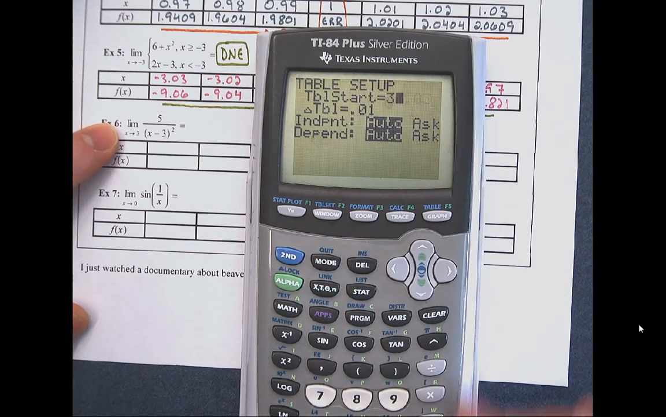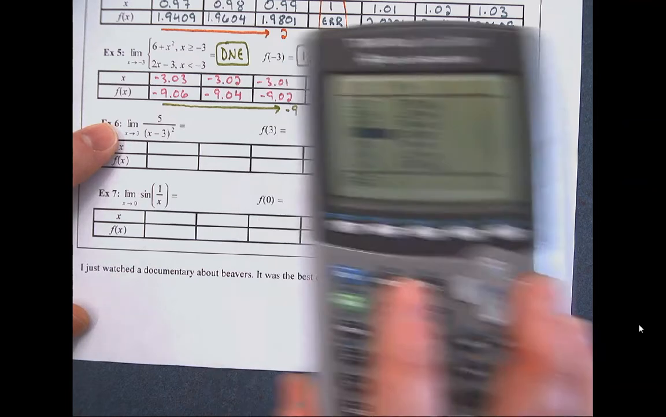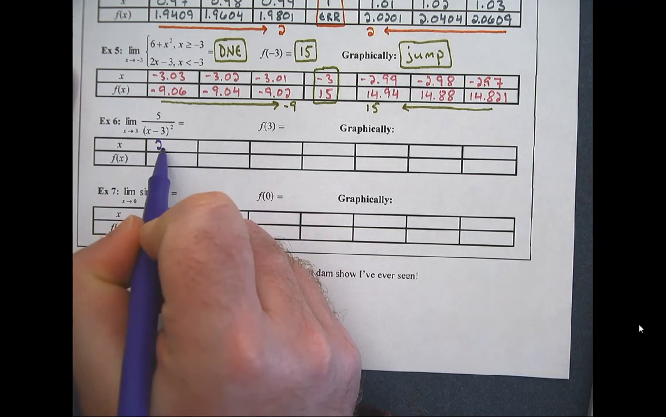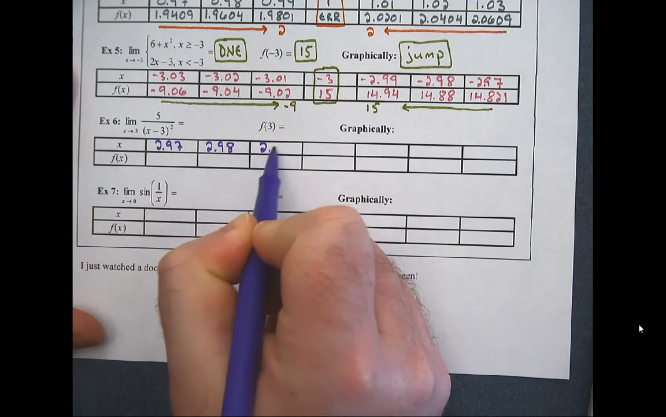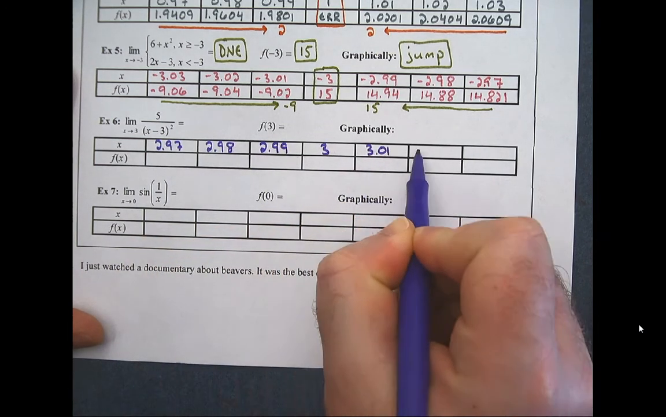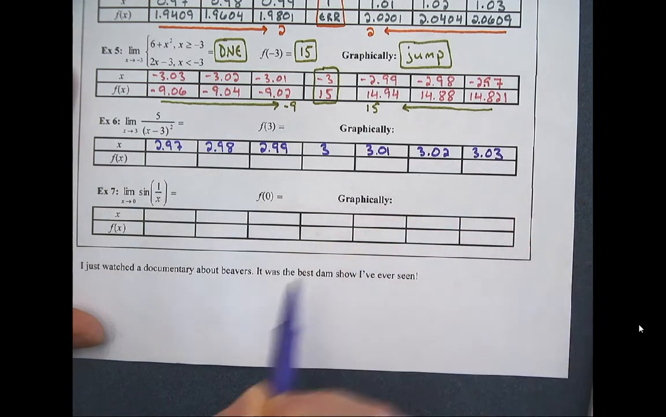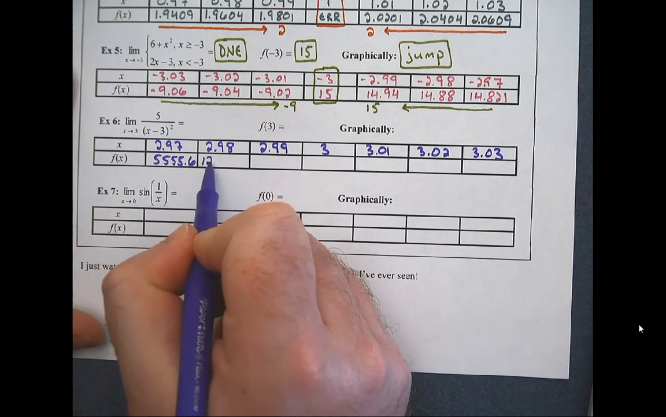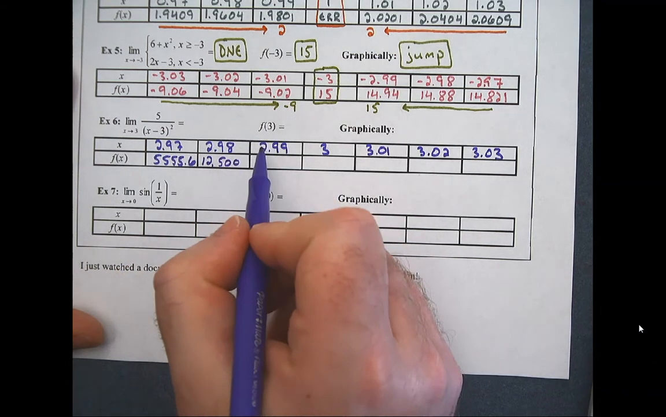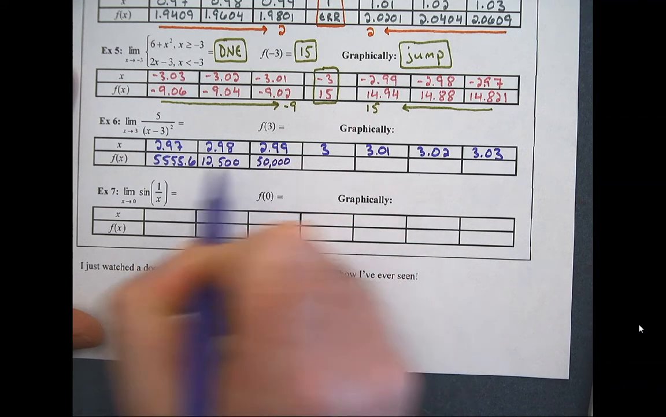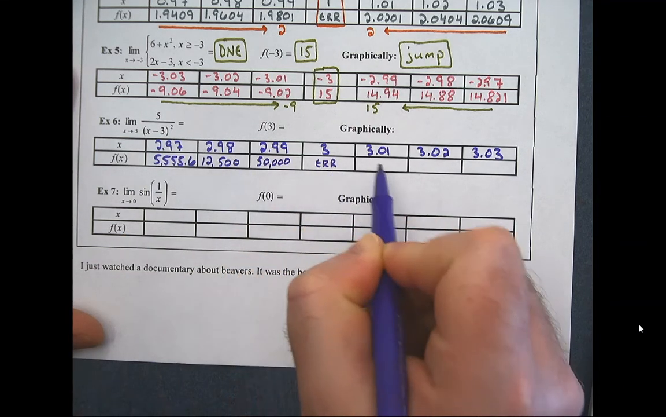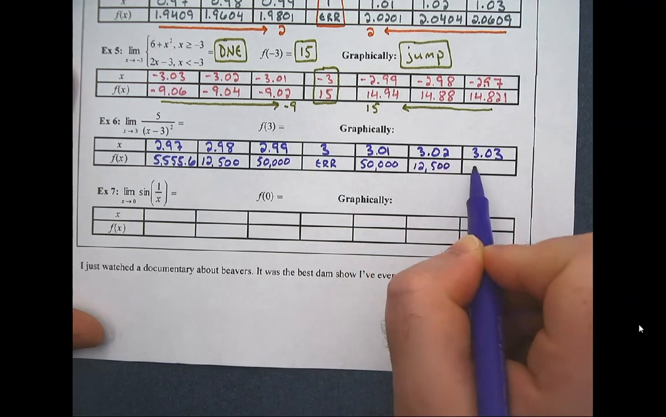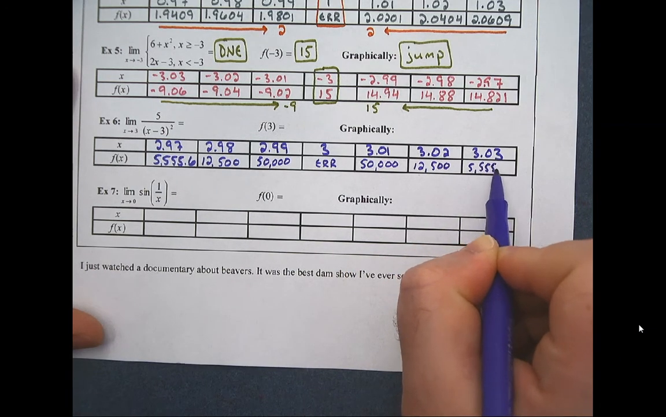I'm heading to 3, not -3. Okay, so 2.97, 2.98, 2.99, 3, 3.01, 3.02, 3.03, 5,555.6, 12,500, 50,000, error, 50,000, 12,500, 5,555.6.